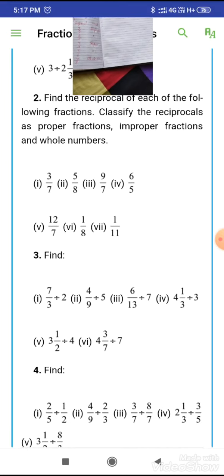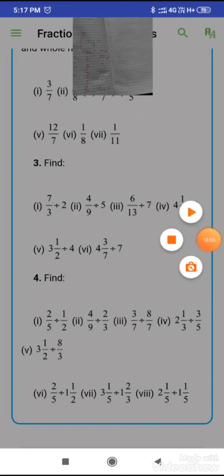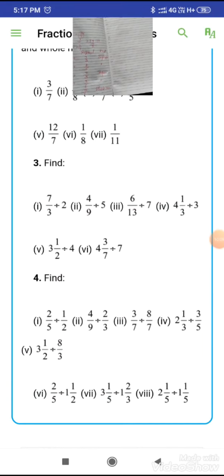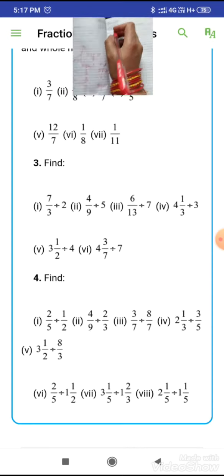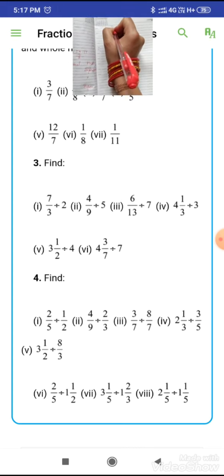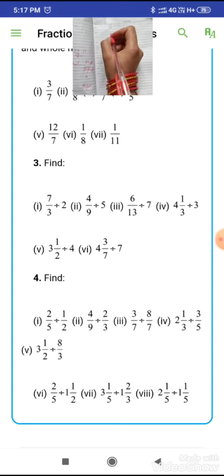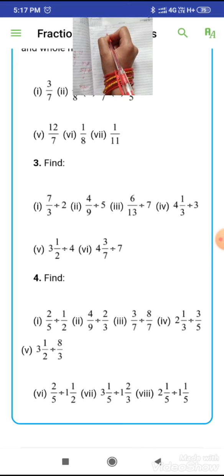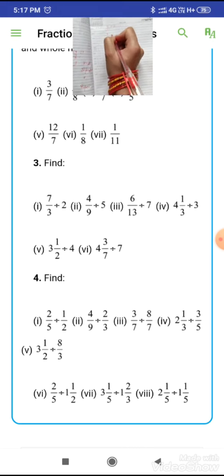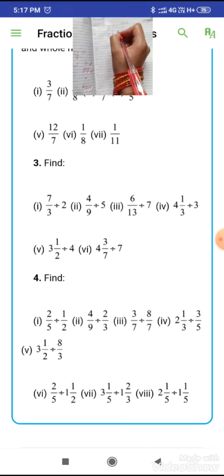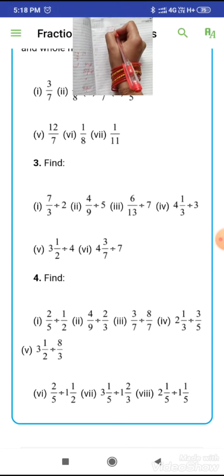In third question, there are 6 parts and we have to divide a fraction by a whole number. Let's take first part of this question, and first part is 7 by 3 is divided by 2. As we all know, the process of division, first we write first number as it is, then we convert this division sign into multiplication, and then we write reciprocal of the second number or second fraction. Here 2 is the second number, so we can write its reciprocal as 1 by 2.